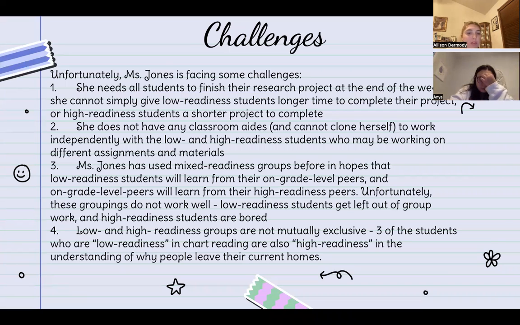And low and high readiness groups are not exclusive. So 3 of the students who are low readiness in the chart reading are also high readiness in the understanding of why people leave their current homes. So this needs to be balanced.